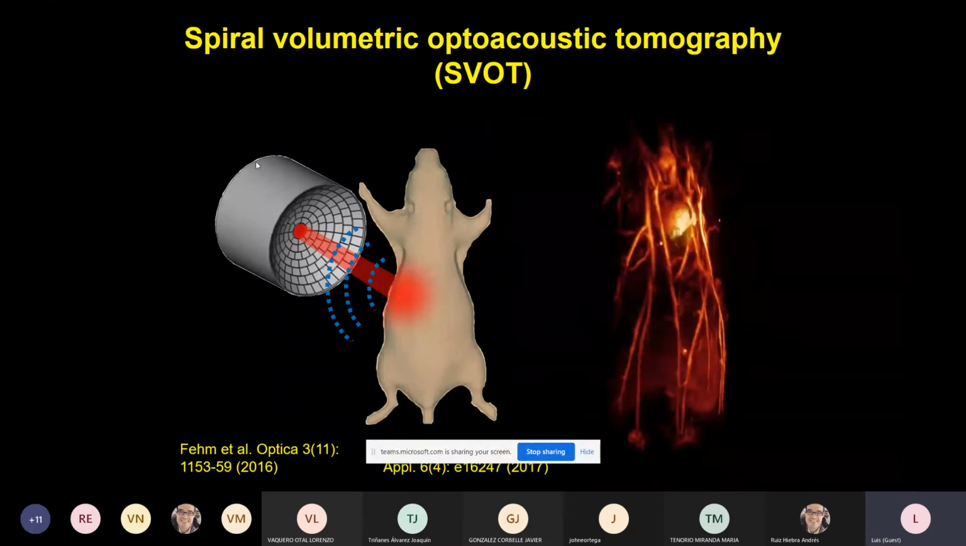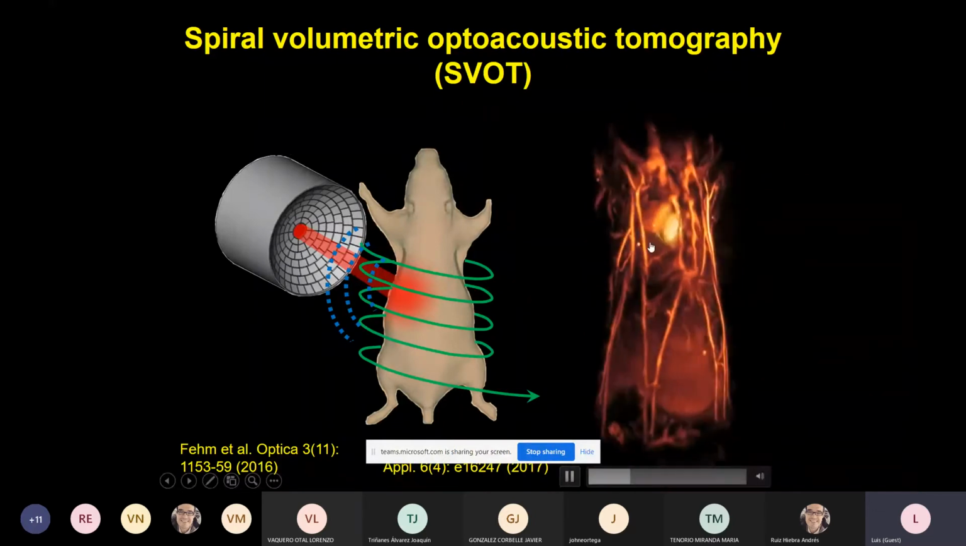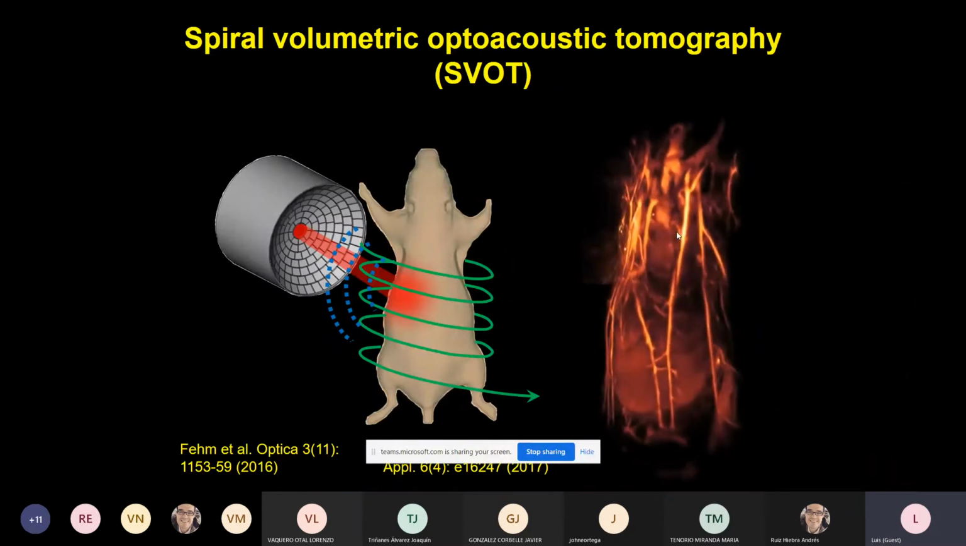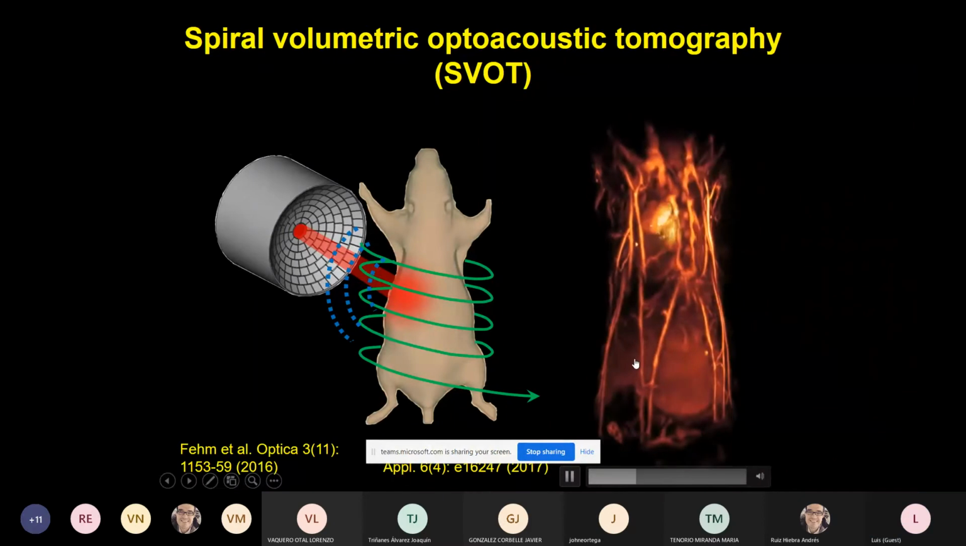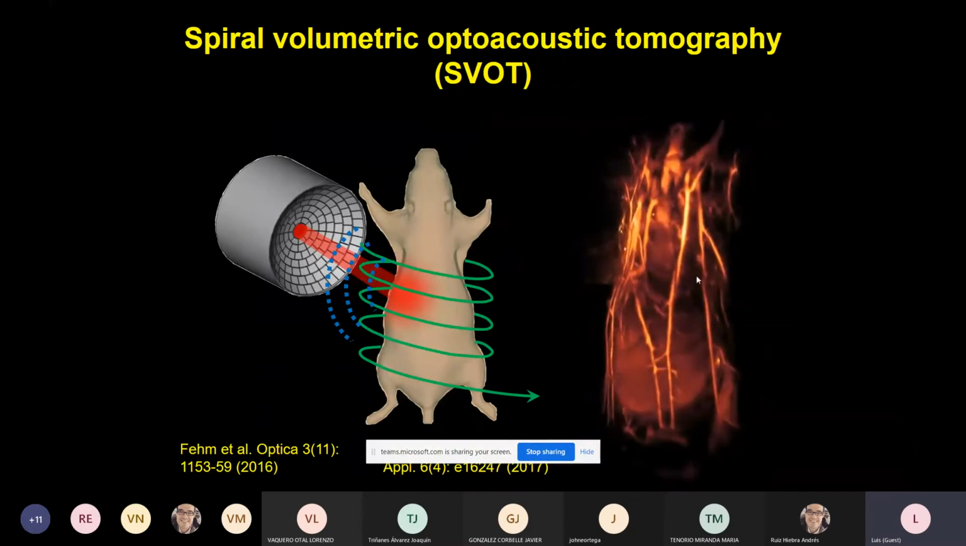And with these signals, we can make an image, not like the one that we see here on the left. For this, we need to scan the array all around the mouse. But if we focus on one particular area of the mouse, for example the heart, we can see real-time imaging, because with only one laser pulse we have a sufficient number of signals to build a three-dimensional image of a relatively small region.